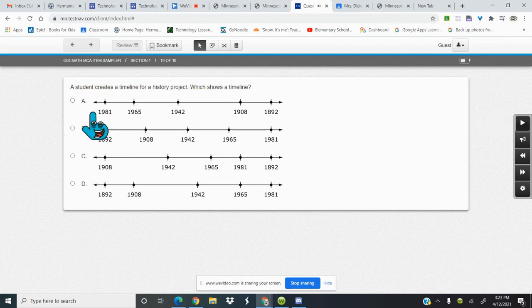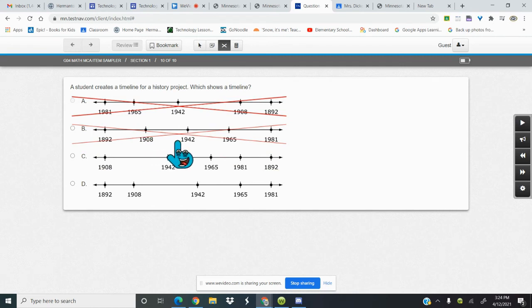Okay, so a timeline we have normally from least to greatest, so I have to figure that out first. So 1981 to 1965, I know that's not going to work. I'm just going to cross it out. 1892, 1908, yeah, so far so good. 1942, 1965, 1981, that's good.